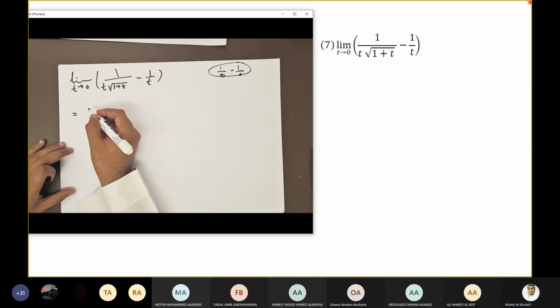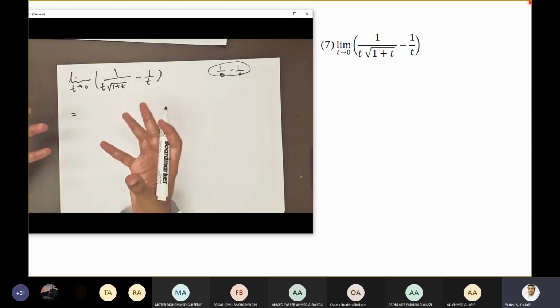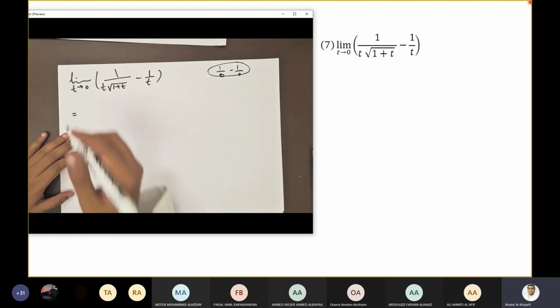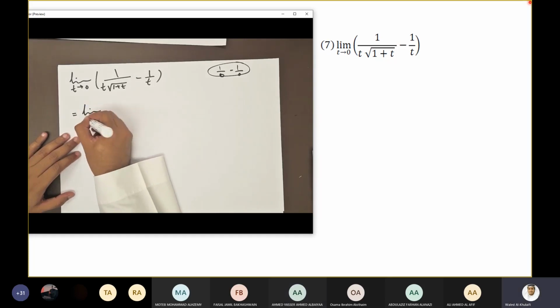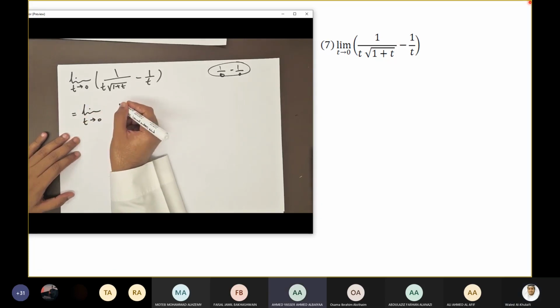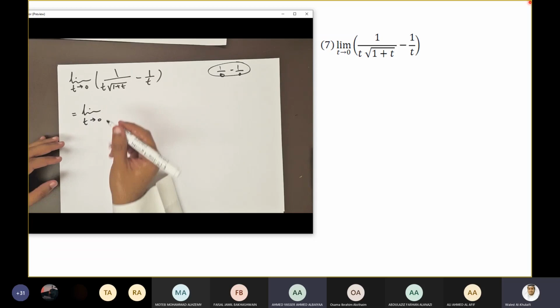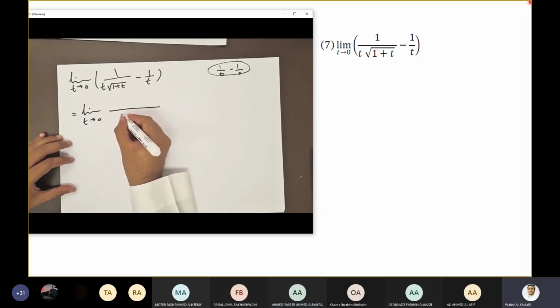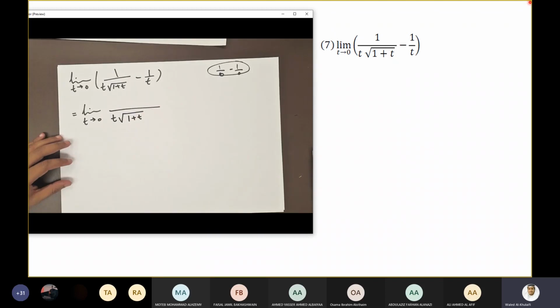What do you think, Shabab? You have to simplify or rewrite the expression to make it clearer. Ahmed Yasser, yes? Subtract, we multiply the denominator. Very good. So I have to unify the denominator and combine them together. So what will be the common denominator, Shabab? I have t and t root 1 plus t, so it will be t root 1 plus t.